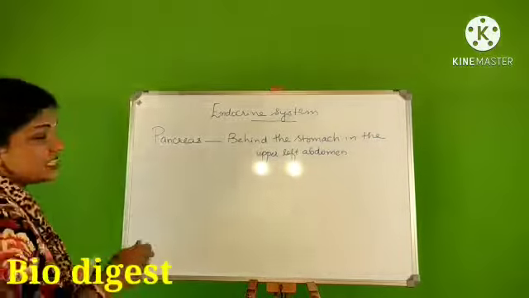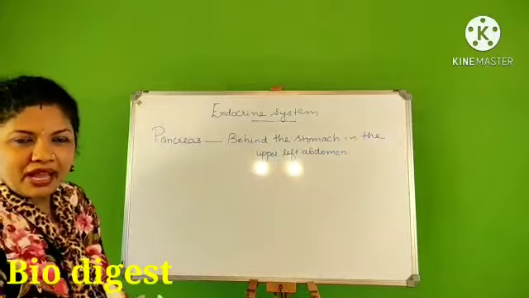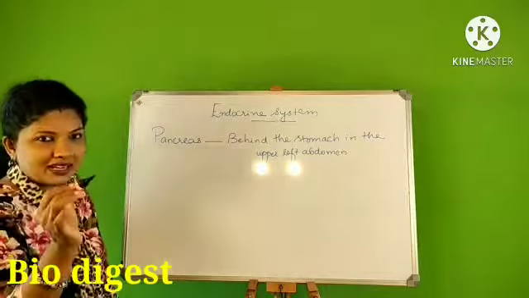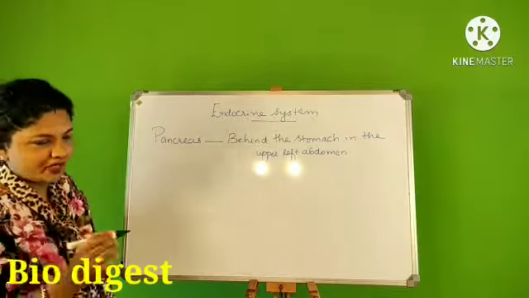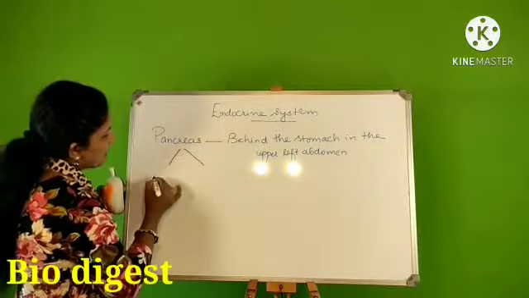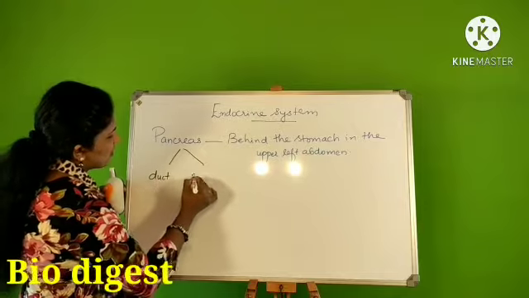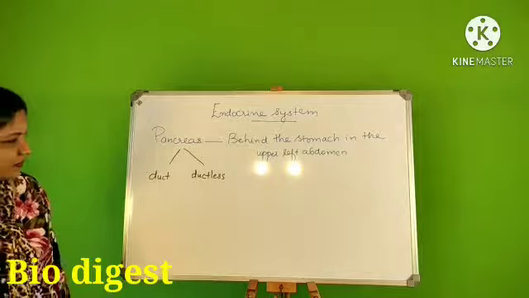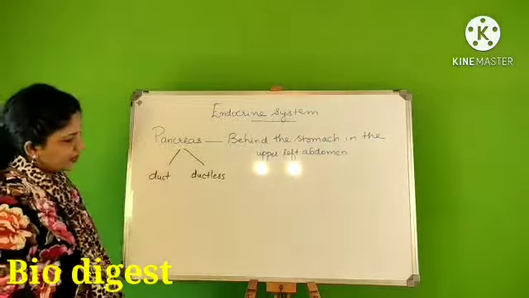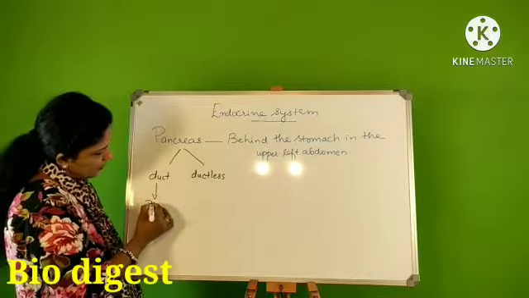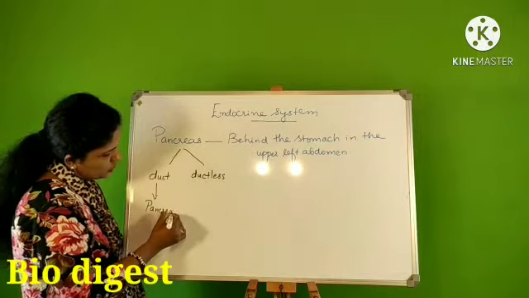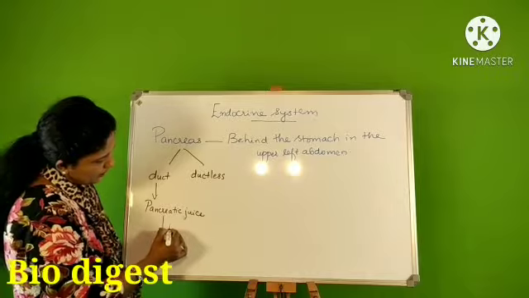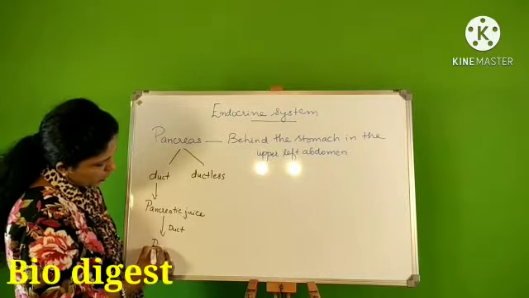Now there is a speciality of this pancreas. The pancreas is both an endocrine as well as an exocrine gland. What is the meaning of this? That means the pancreas is both a duct gland and a ductless gland. As a duct gland, it pours its secretion, that is pancreatic juice, through a duct into the duodenum.